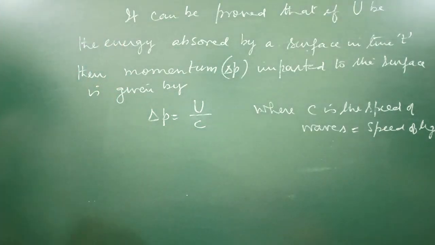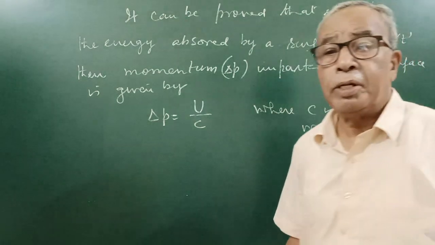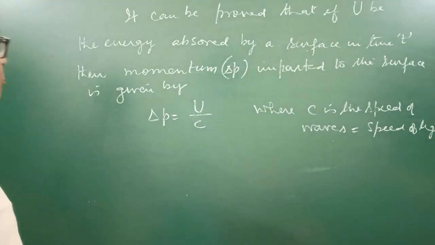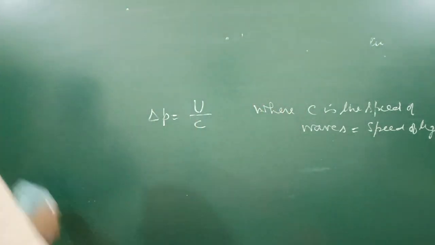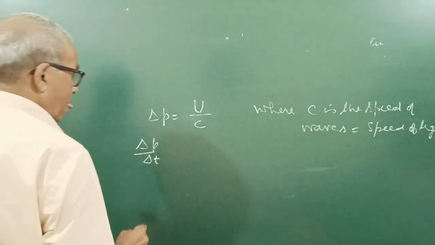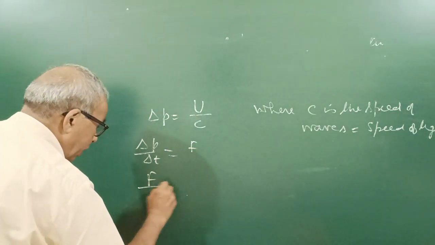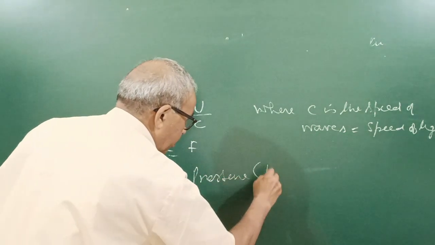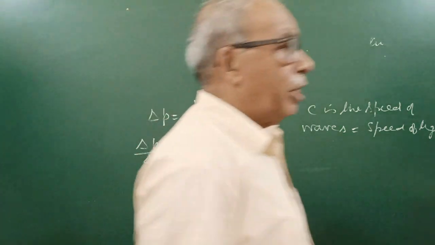Now pressure. Changing momentum per unit time is called force, and force divided by area is equal to pressure. So delta P upon delta T is equal to force, and F upon area is equal to pressure P. And this pressure imparted to the body is called radiation pressure.